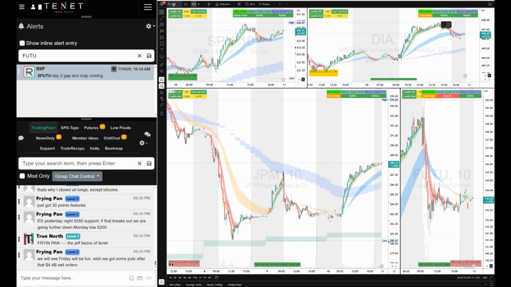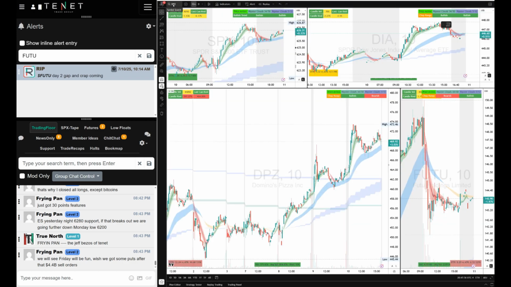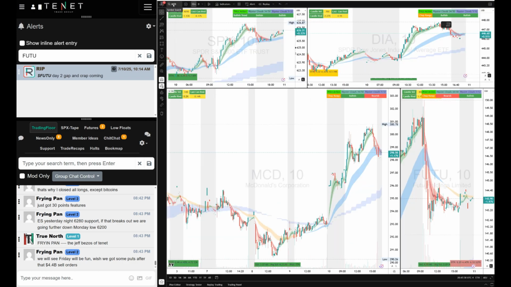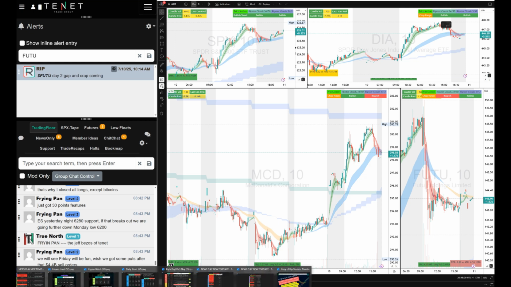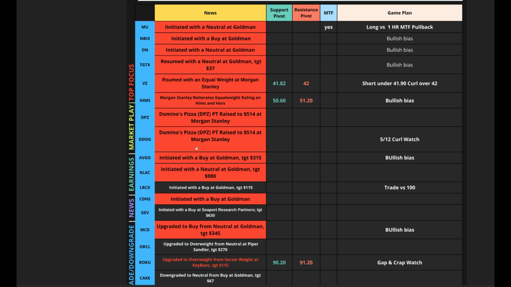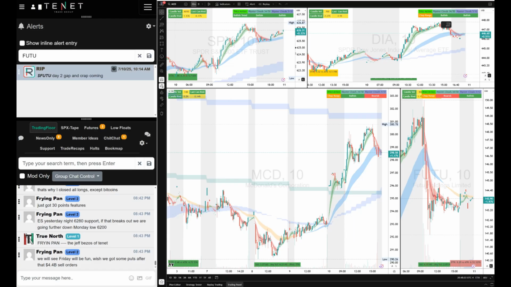There were many other trades as well. I just want to talk about Domino's Pizza, McDonald's. There were just too many plays today. You could just pick anything and do good. So what was Domino's and McDonald's? Domino's and McDonald's were upgrades by Morgan Stanley, Goldman. Whenever there's an upgrade, you always watch it.